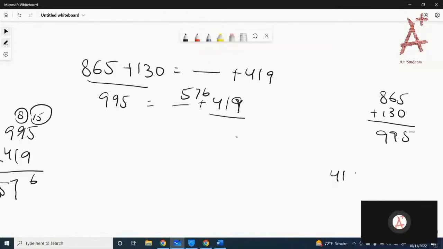You can just confirm by adding. Just add them. That is just for the confirmation. 9 plus 6 is 15, 5 plus 1 is 7, 8 plus... and 9 plus 5 plus 4 is 9. That means both sides are equal. They would be 995. Got it?